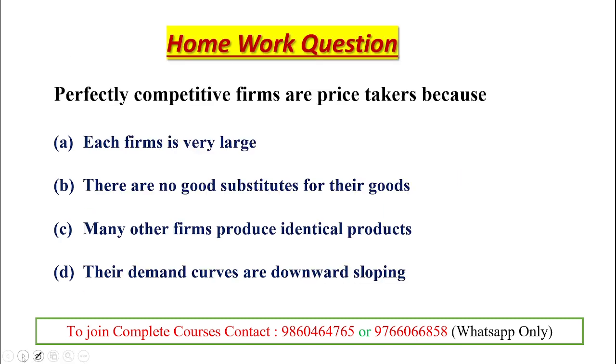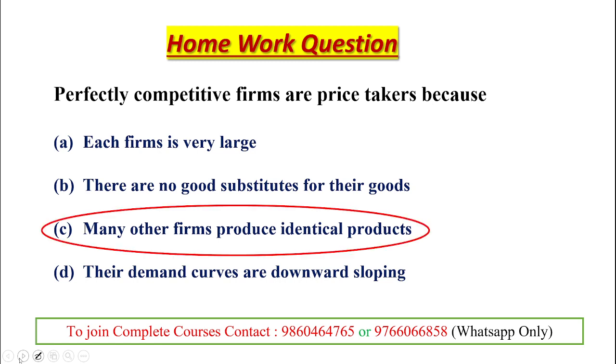And the next question is the homework question from yesterday's lecture: perfectly competitive firms are price takers because... What is the reason that makes perfectly competitive firms price takers? The options given: the firms are very large, there is no good substitute for their goods, many other firms produce identical products, and the demand curves are downward sloping. And the answer is: many firms produce identical products.